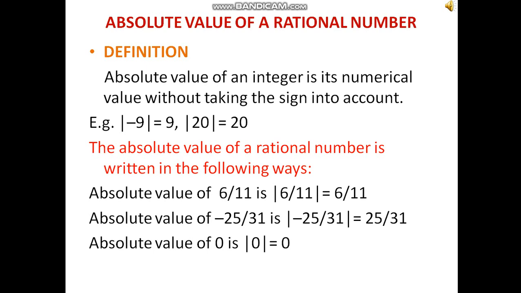The absolute value of a rational number is written in the following ways. First, the absolute value of 6 by 11 is mod of 6 by 11, equal to 6 by 11. Positive remains positive. Next, the absolute value of minus 25 by 31 is mod of minus 25 by 31, equal to 25 by 31. That means negative is converted into positive. Next, the absolute value of 0 is always 0. Absolute value converts the negative sign into positive, and positive always remains positive.